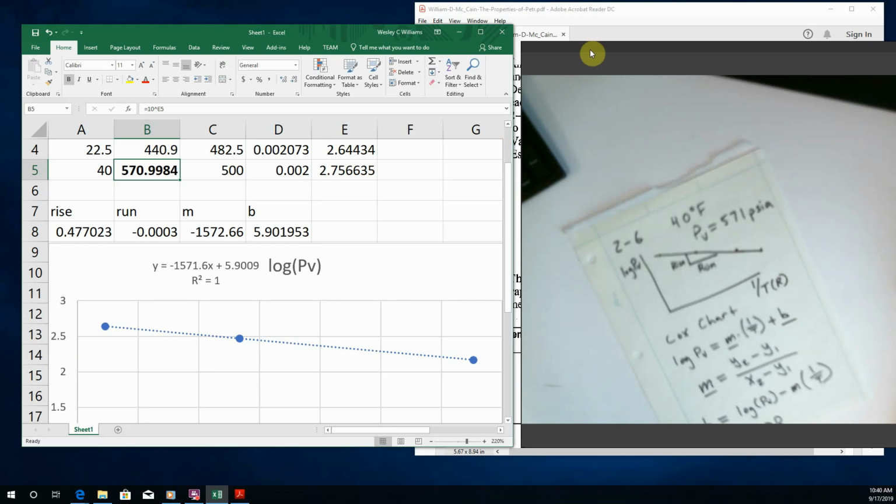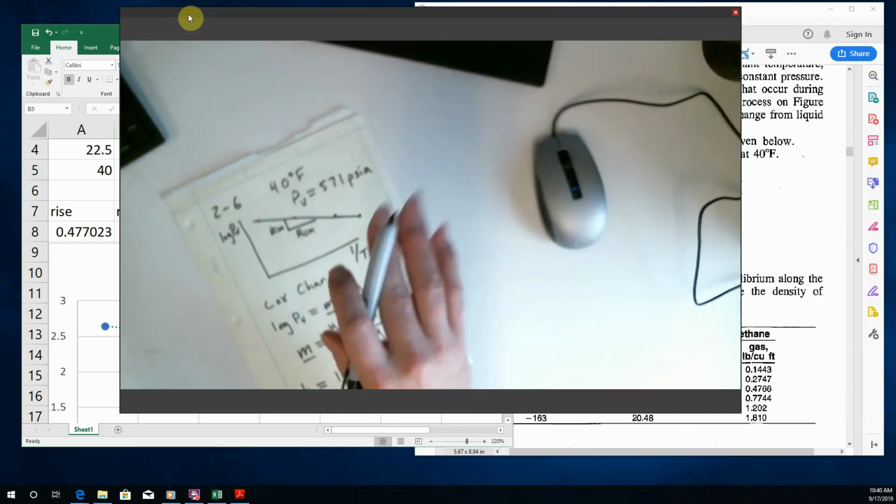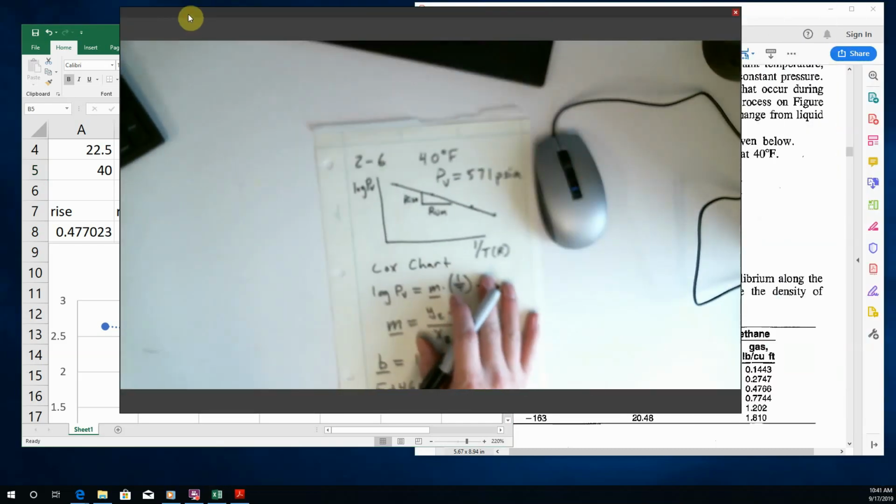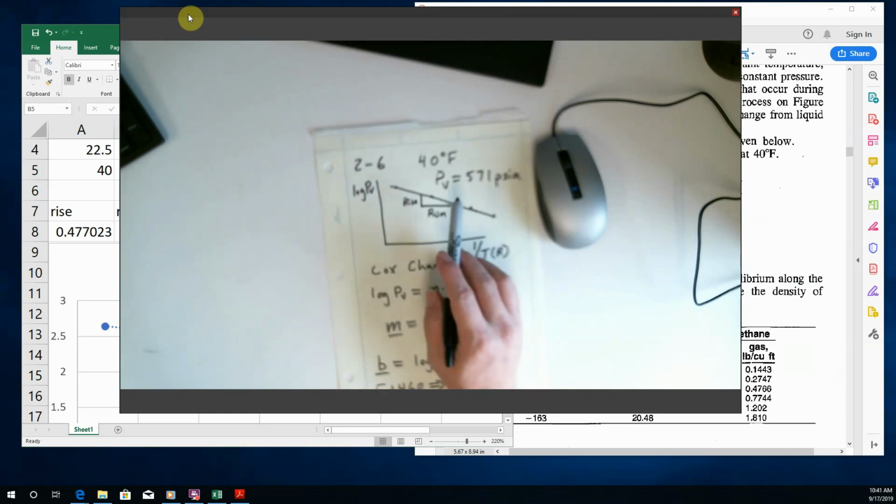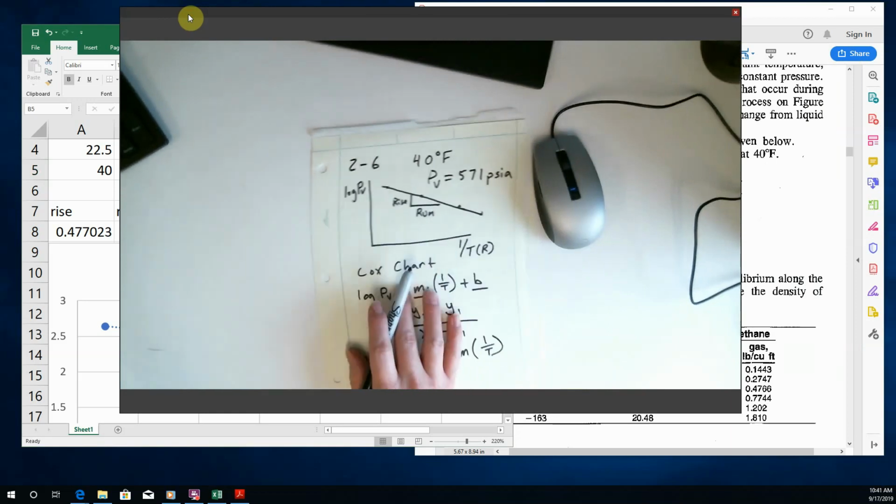Oops, come on, focus. I don't know why it came out. Oh well. There's your answer. There we go.